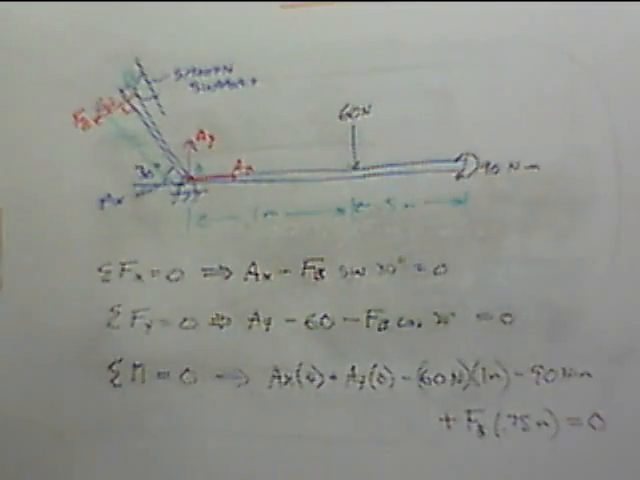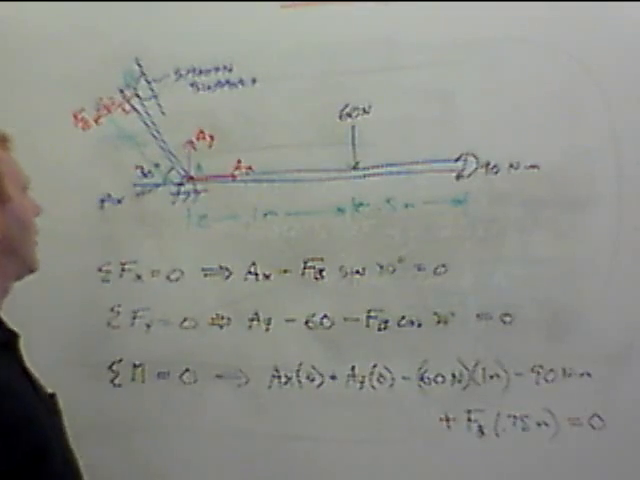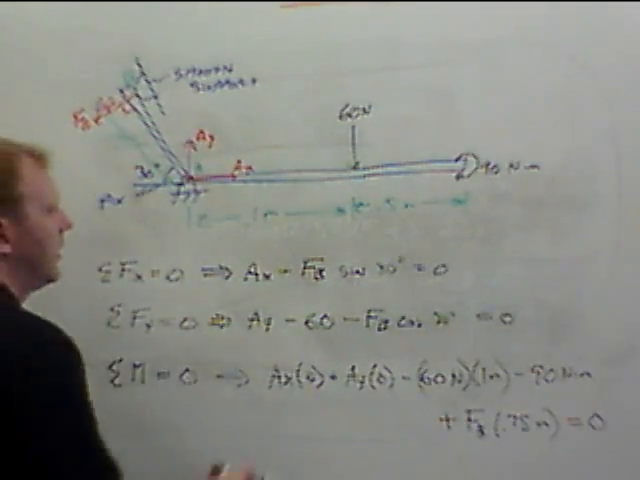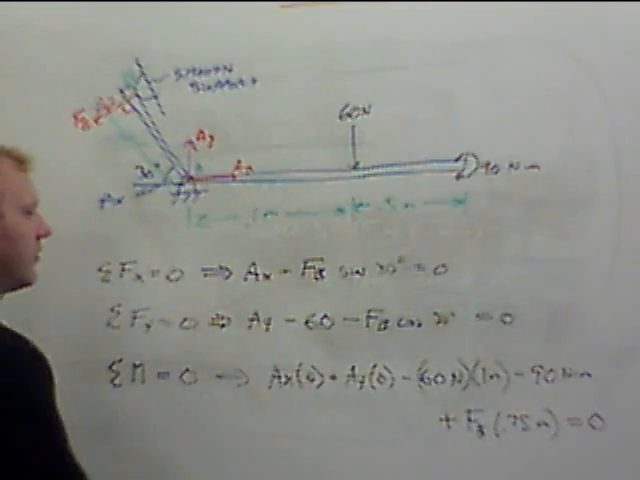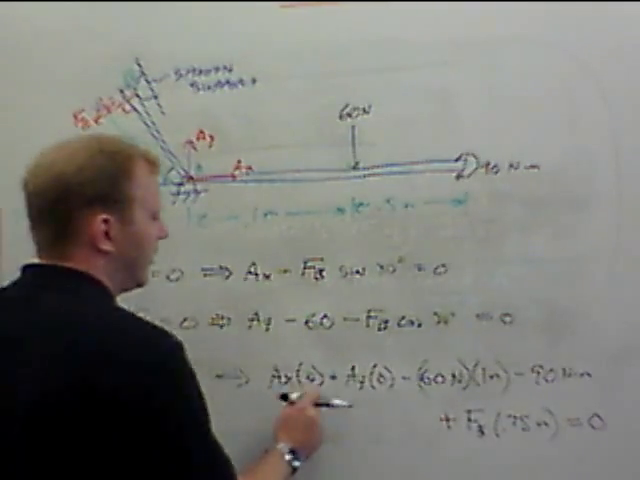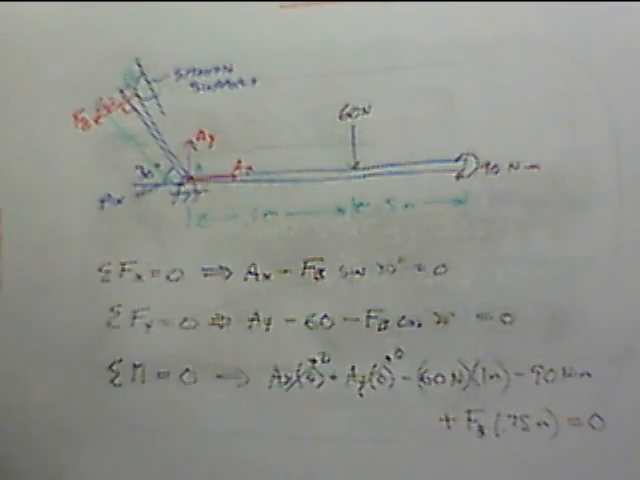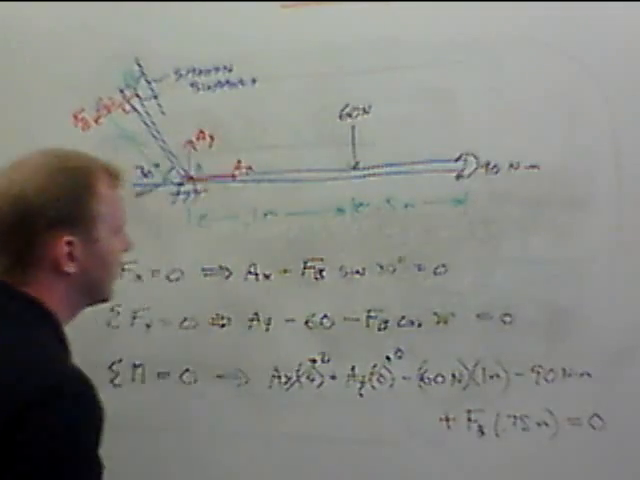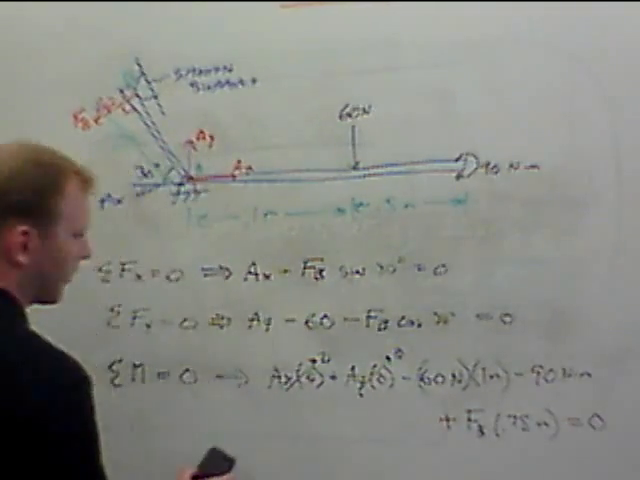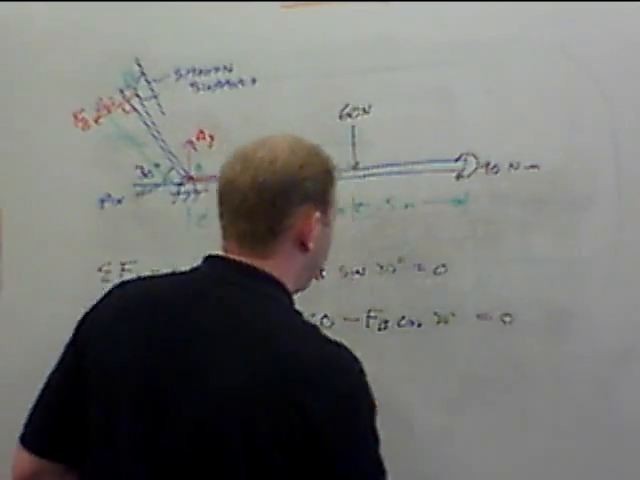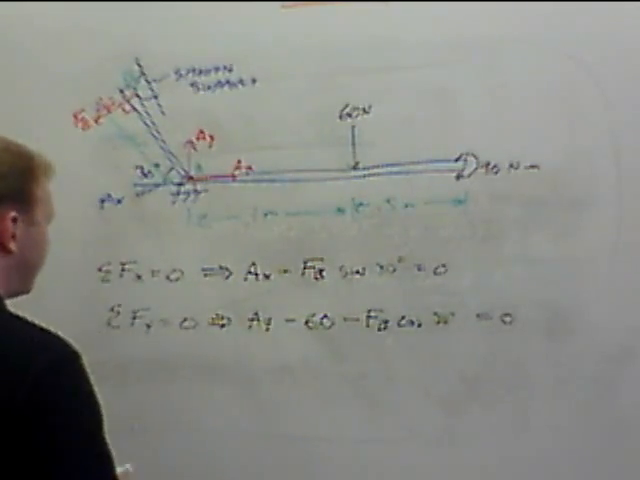So at this point we have 3 equations and 3 unknowns. Our 3 unknowns are AX, AY, and FB. Okay, this equation has 2 unknowns in it. This one has 2. This one, because these drop out, only has 1 unknown in it. Okay, so I'm going to rewrite this so that we can actually solve it here.